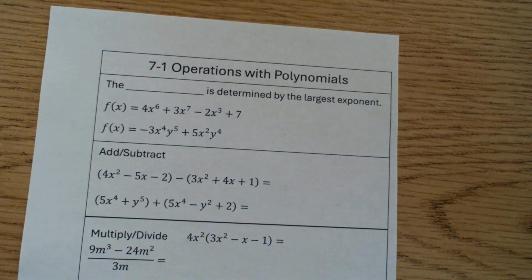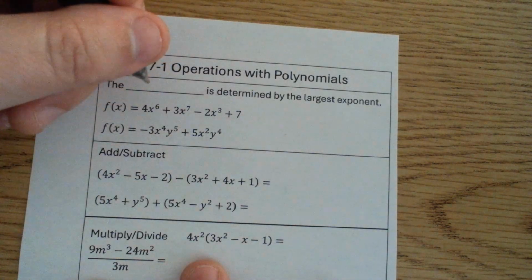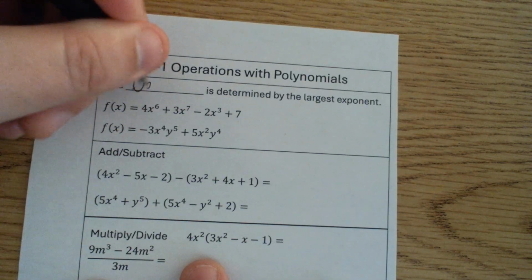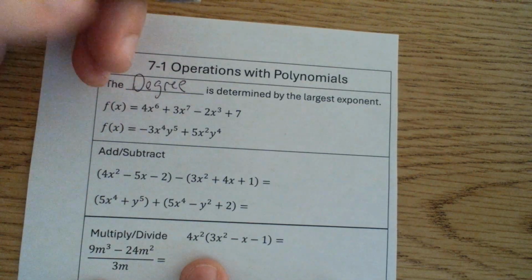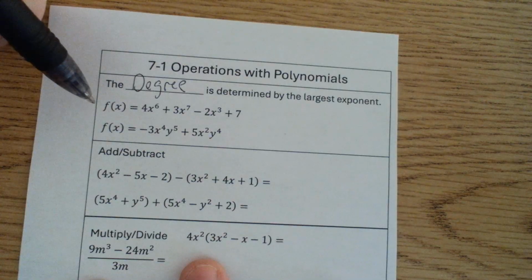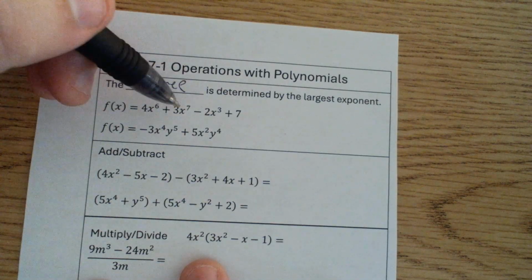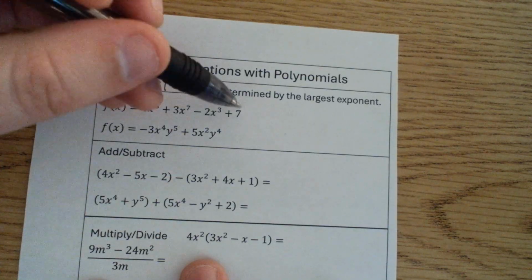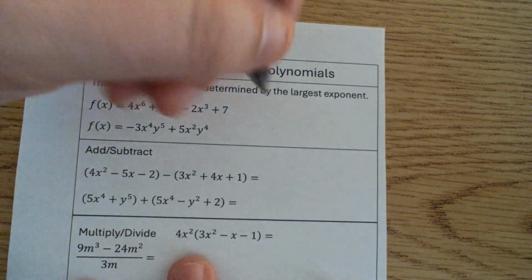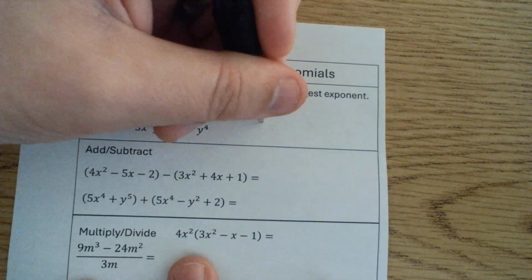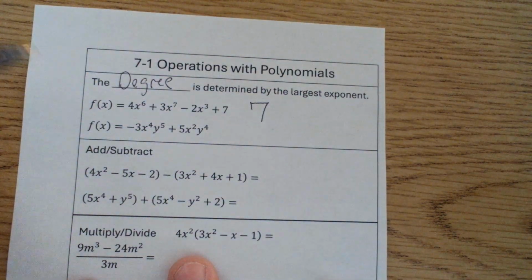Okay, we're going to talk about real quickly some operations with polynomials. So when we talk about this, you'll hear about the degree of the exponent. And so the degree is determined by the largest exponent. So if we're looking at here, we've got x to the 6th, x to the 7th, x to the 3rd, and just a constant. So the degree would just be a 7 because it's to the 7th power.